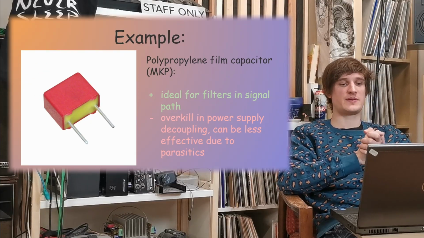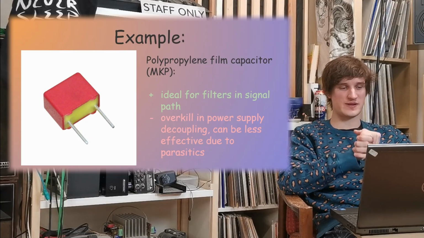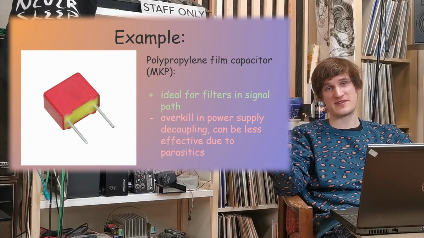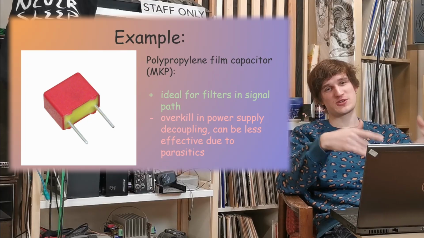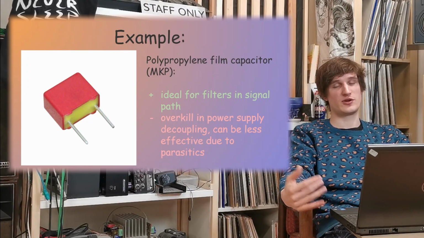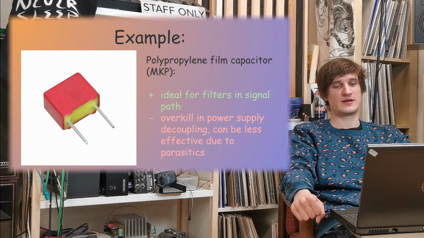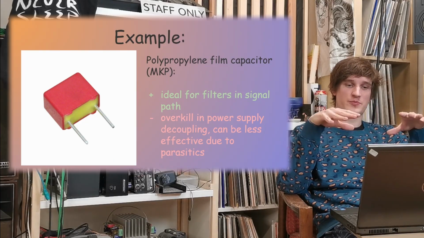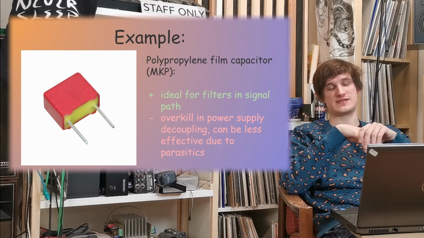Another example, also a capacitor. Here we have a polypropylene film capacitor. It's an MKP capacitor. When you look at the photos of HiFi gear, it's very common to see this kind of capacitor, especially red, because there's one very popular manufacturer of those capacitors. It's called Vima, and this manufacturer indeed makes some quality capacitors. So getting back, this MKP polypropylene film capacitor is ideal for filters in the signal path.